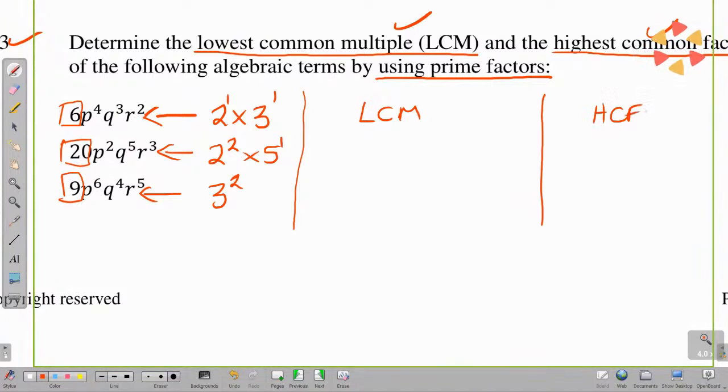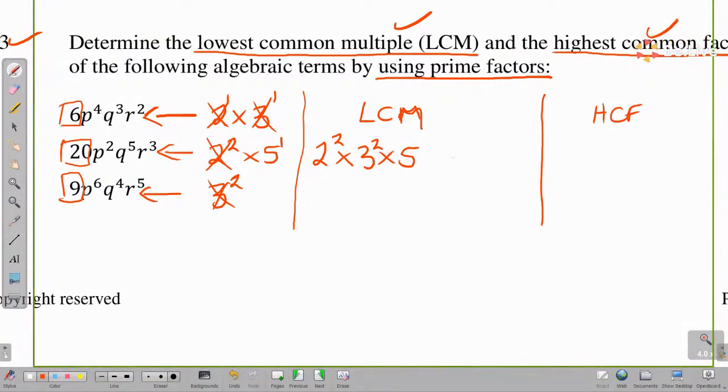For HCF, highest common factor, it is different. LCM, always focus on higher powers. Start with the smallest number: 2 to the power 1 and 2 to the power 2. You write 2 to the power 2. So we are covered with the 2. Move on to the next number, 3. 3 to the power 1, 3 to the power 2. The highest power is 3 to the power 2. You are covered again with a 3. The next number left is 5. You say times 5. That is the LCM of the numbers.